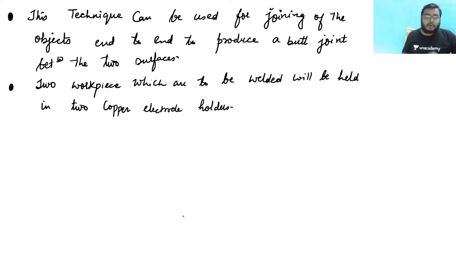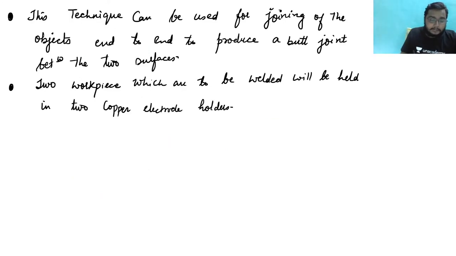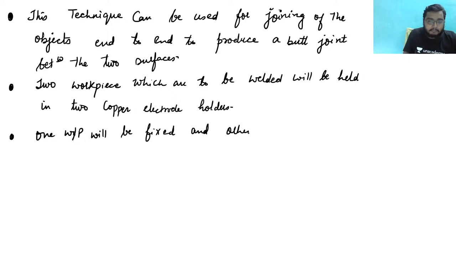So what is my next step? My next step is to bring the fixed and movable parts together: bring this movable part towards the fixed plate and reduce the gap. So let me write it here that before that, one workpiece will be fixed and the other workpiece is movable. So these things we have seen.